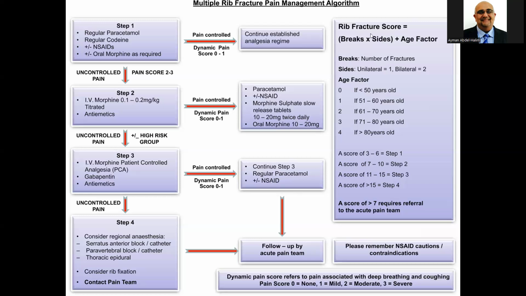And this is the rib fracture score. Very important to calculate this rib fracture score, because if you're above 7, you need to send the patient to the acute pain service. Otherwise, you can handle it as a primary physician or as an internist or as a surgeon. You can handle it by yourself. But if you have a rib fracture score above 7, you need to involve the acute pain service.